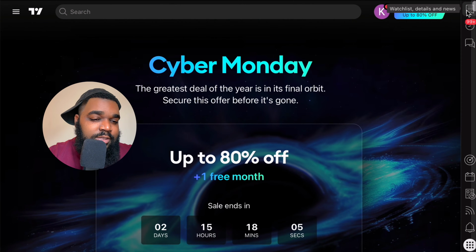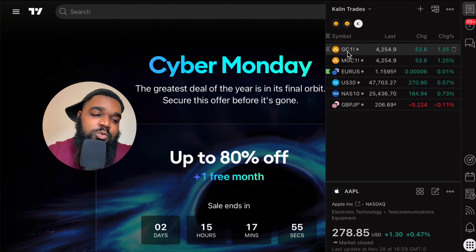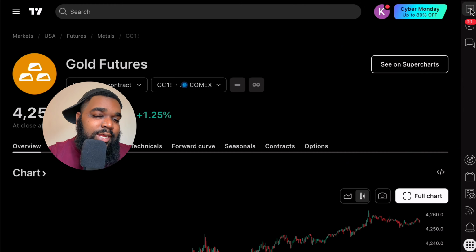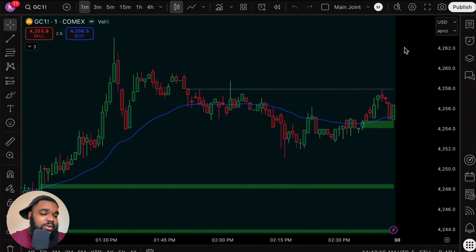So you're gonna toggle this area right here where it says watch list, details, and news. What I do is I trade these different symbols, whether I'm trading futures or Forex. But we're gonna focus on GC1 right now, which is futures gold. You're gonna click that, close that, and scroll down to where it says view chart. You could do this on your phone as well, and you'll get another reminder right here.